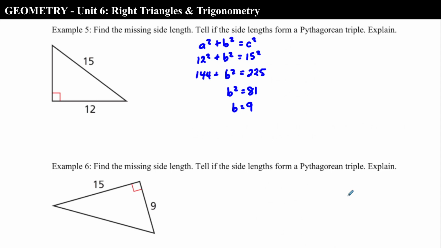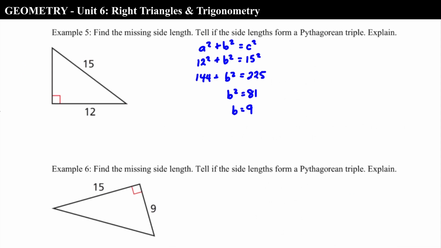Since the side lengths are non-zero whole numbers, that satisfies the equation a squared plus b squared equals c squared. They form a Pythagorean triple. So here we have a 9, 12, 15 Pythagorean triple. Okay?